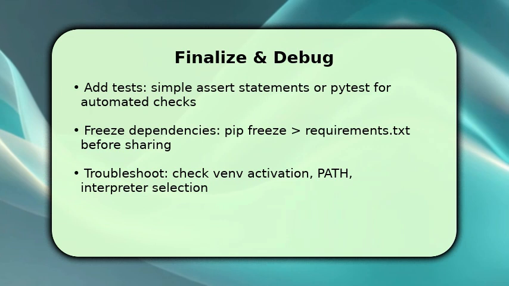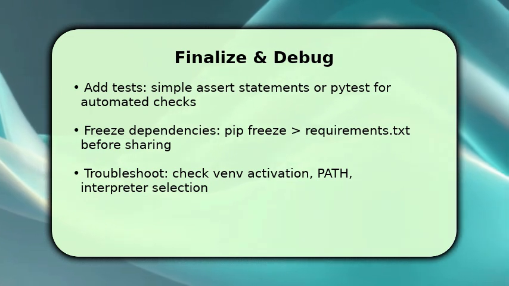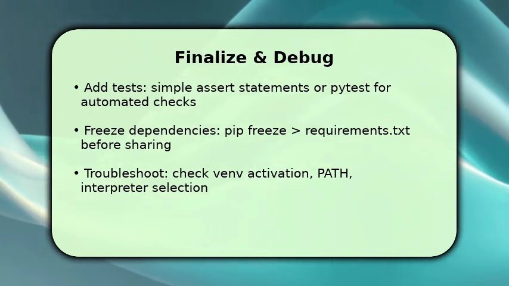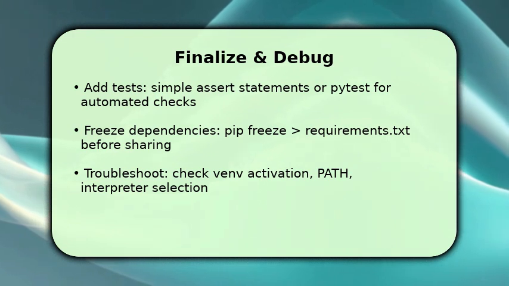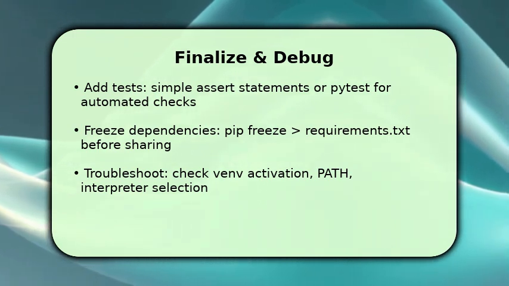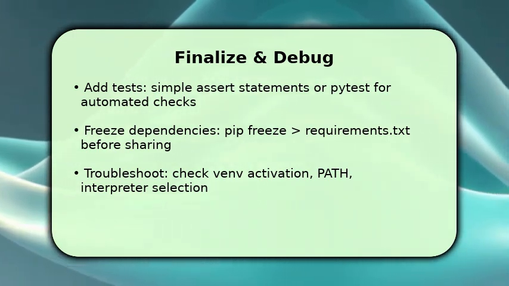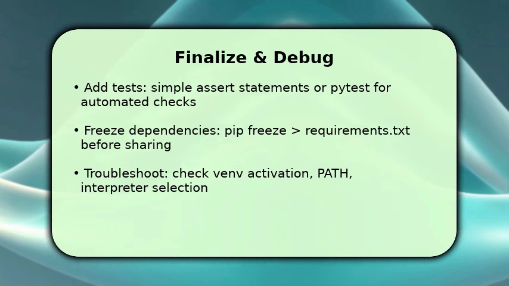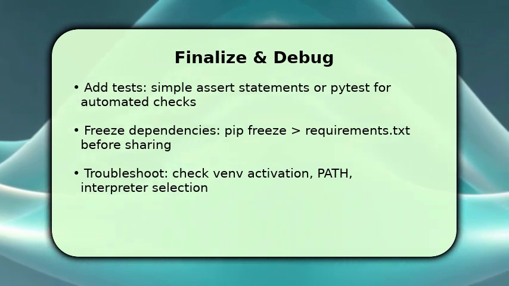Finally, run a full script and inspect output. If something breaks, first check venv activation and interpreter selection in your editor. Then confirm PATH and reinstall problematic packages. This single troubleshooting sequence resolves most common issues.